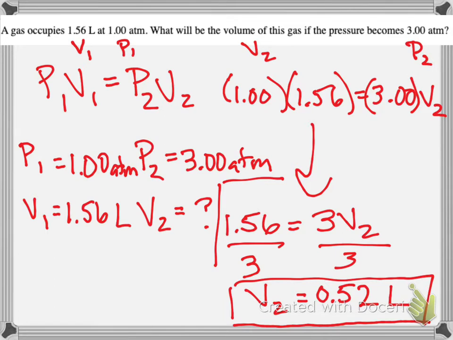It makes intuitive sense based on what we know about gases, and that is how you solve a problem involving Boyle's law. Hope it helps.